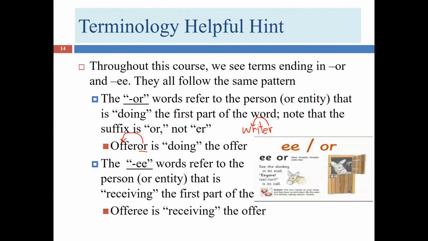Let's look at the EE suffix. It works like this. The EE suffix, if we lop that off, this is the person who receives whatever the base before it is. So the offeree receives the offer. We can see that in English with the term invitee. If I get an invitation to Bob's wedding, I am an invitee. I am somebody who receives an invitation. So that's how it works.